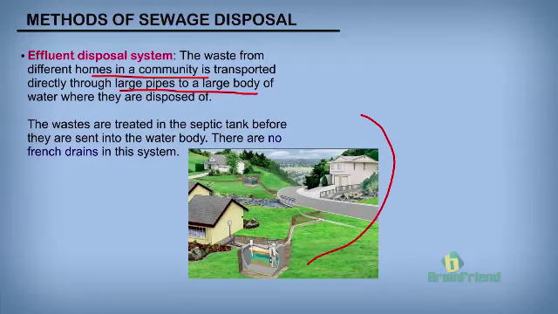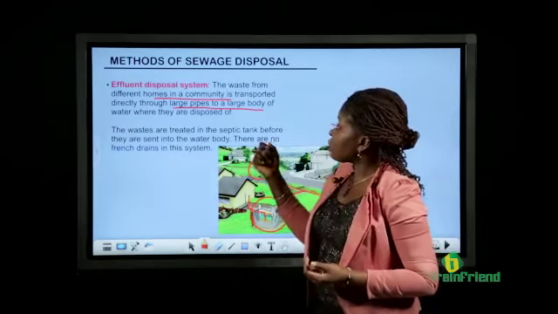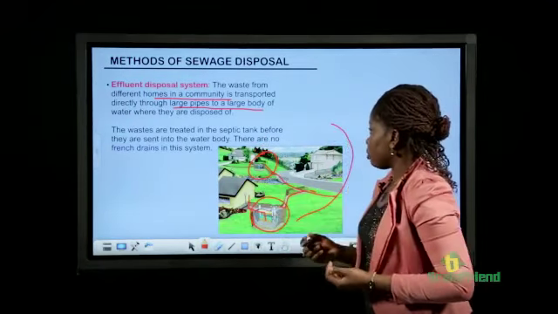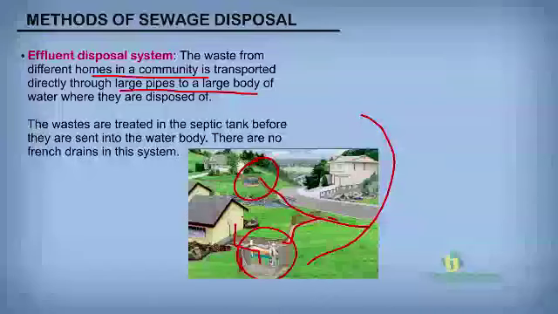These are homes, and these are septic tanks from these homes. You can see that the pipings take the wastes into the septic tank, and there are pipes connected to this septic tank that take these wastes from the septic tank down to a large body of water. So that's about effluent disposal system. It works more in communities.